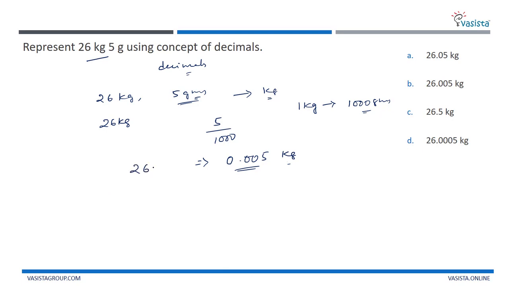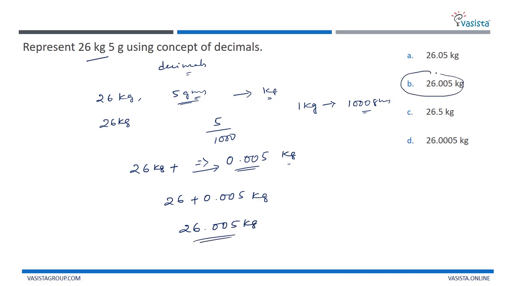Now add this. This is 26 kg plus this, that is 26 plus 0.005 kg, which is nothing but 26.005 kg. The answer here is B. Correct? That is the answer.